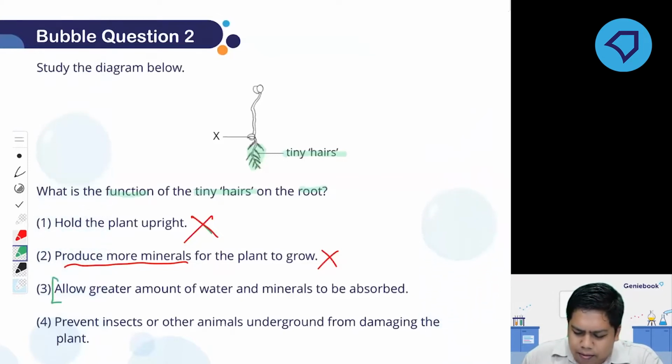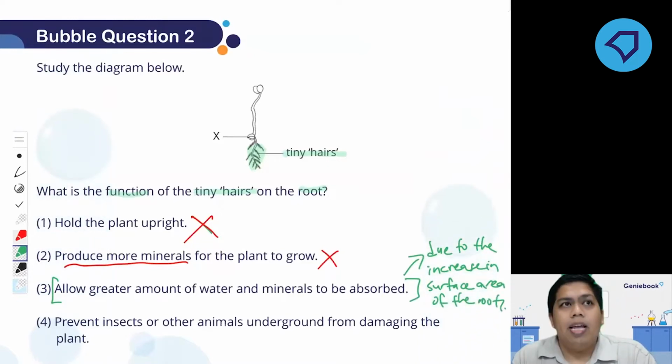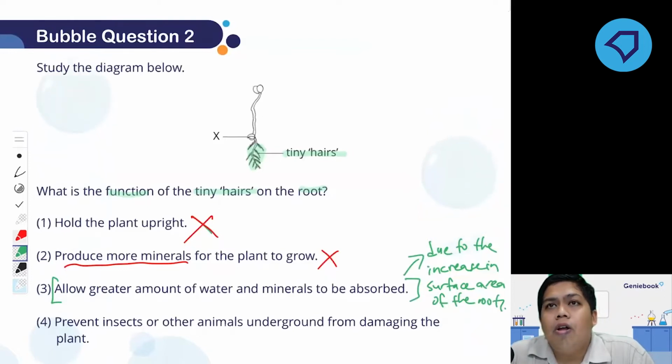Allow greater, this one, right, is due to the increase in surface area of the roots. Okay, so you might want to add this in your notes.